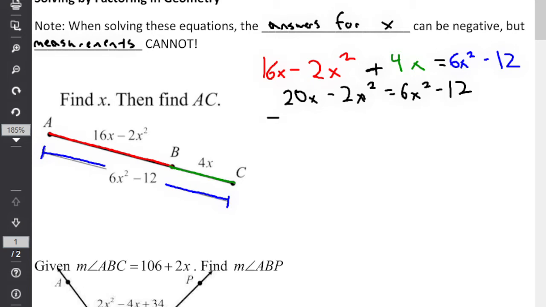Anything on the left side, get it out of here. The 20x, go away. Subtract it, move it to the other side. The negative 2x squared, get it out of here. Add it.